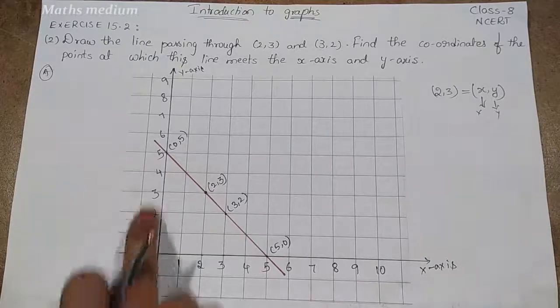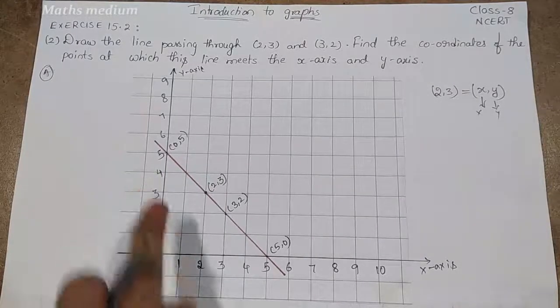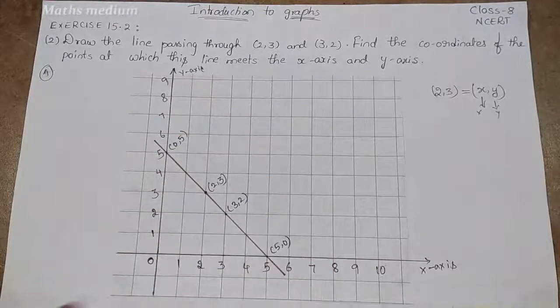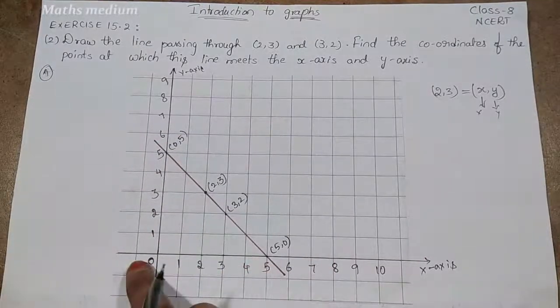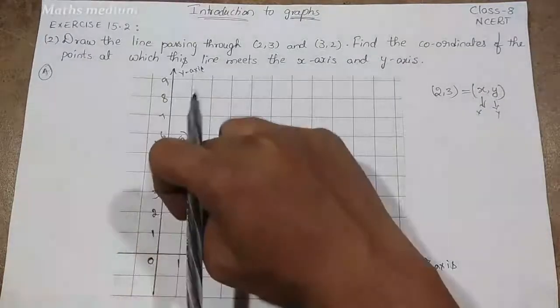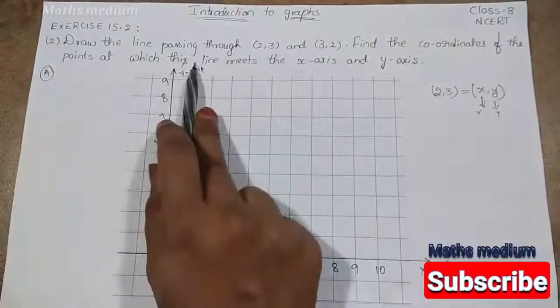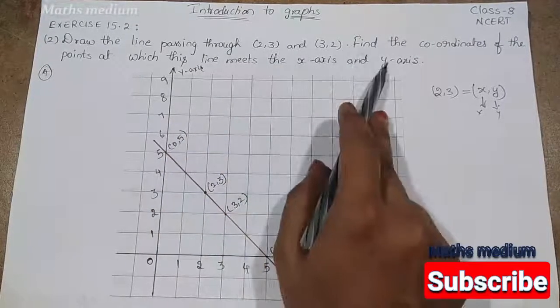So we don't have any units further on vertical axis. So that's why 5, 0. Similarly, on horizontal axis, we don't have any x-axis points. That's why 0. On y-axis, we got 5. So these are the coordinates of the points at which this line meets the x-axis and y-axis.